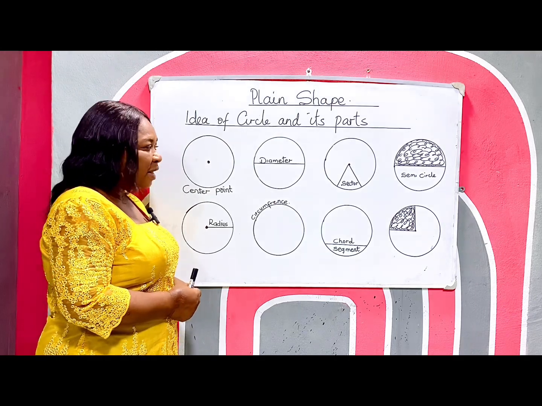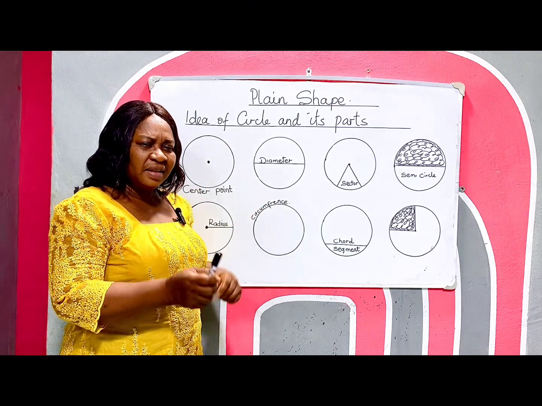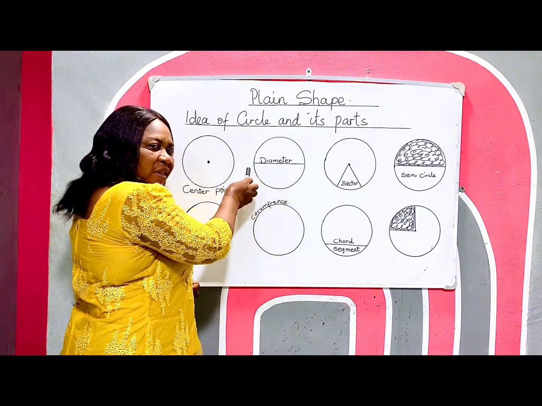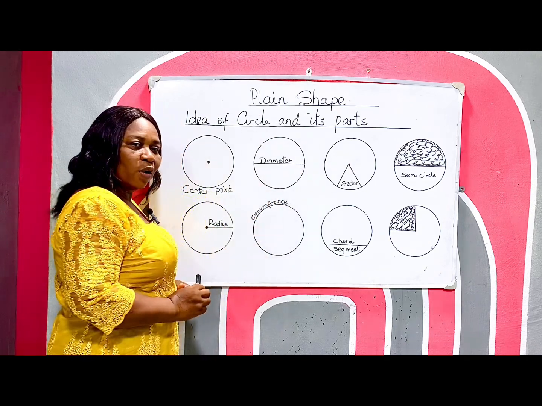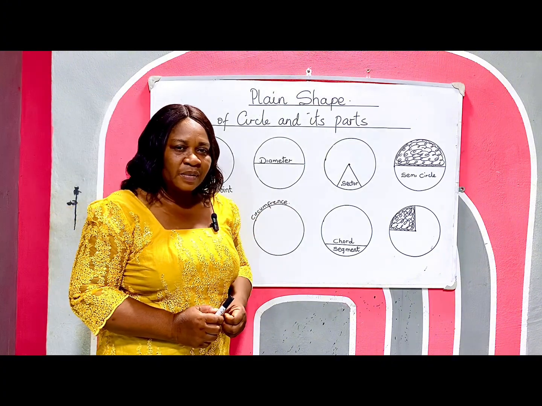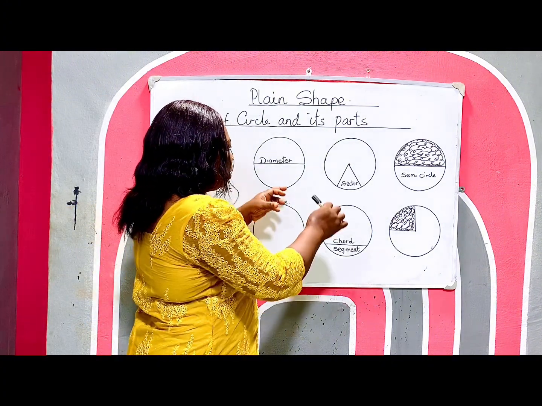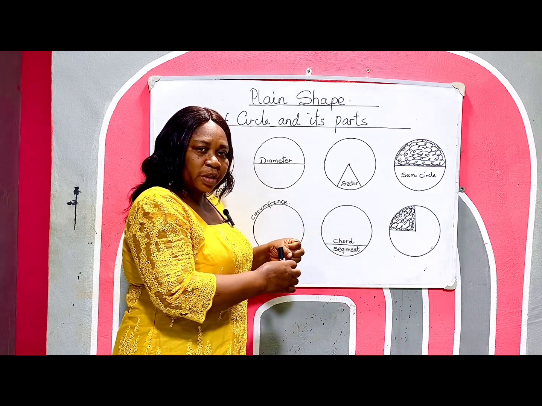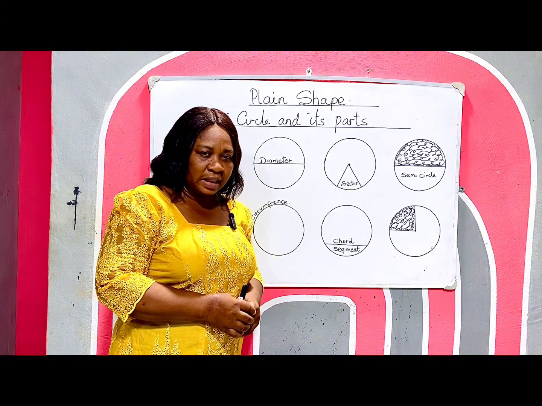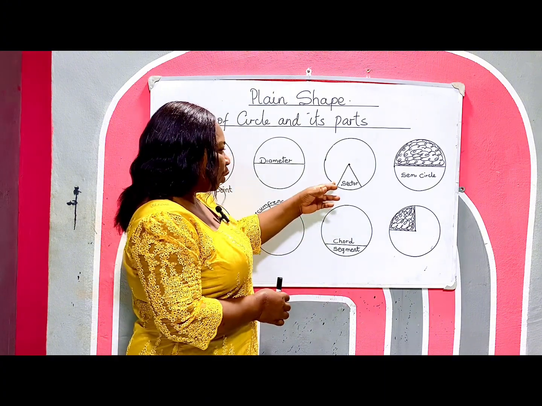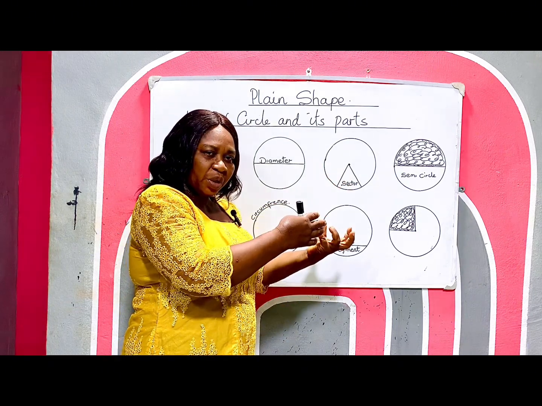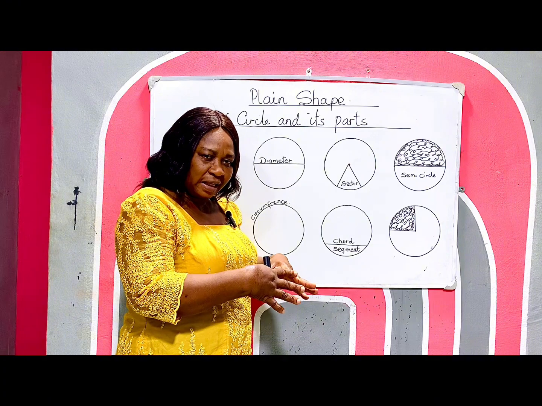There is another line that divides the circle into two, running from one side of the circumference to the other side. We call it the diameter. Another one is a sector. A sector is the region in between two radii joining together at the center point. This is a radius, this is a radius, and the space in between is called a sector.